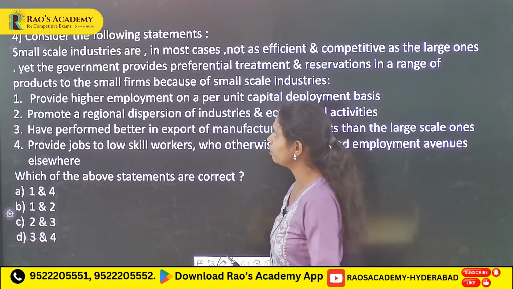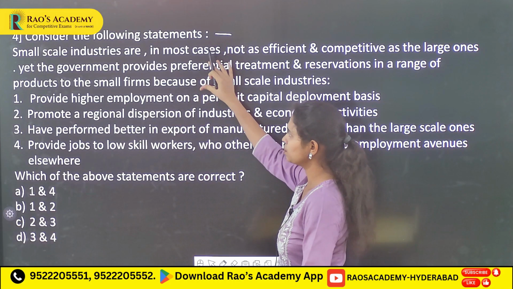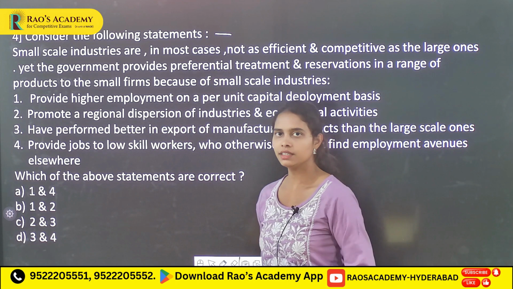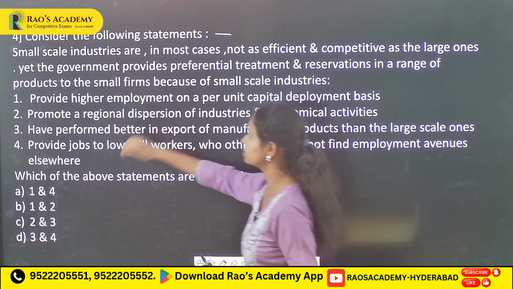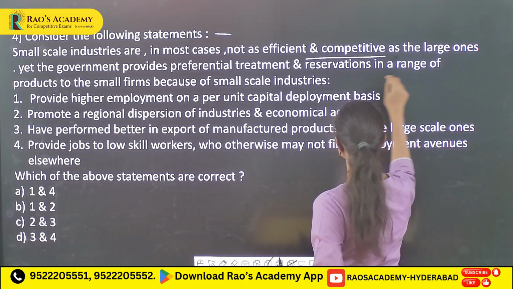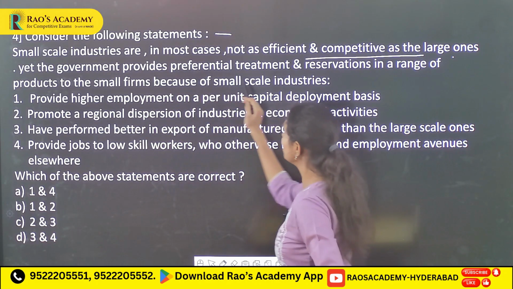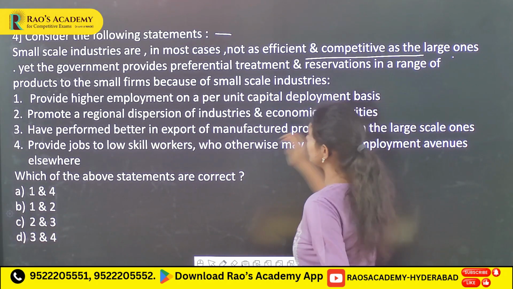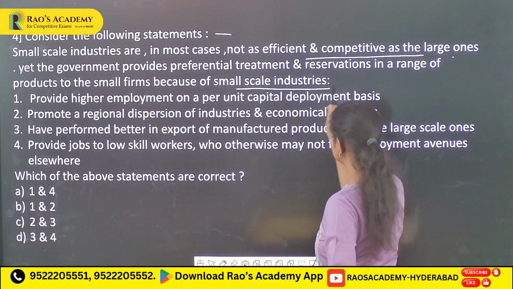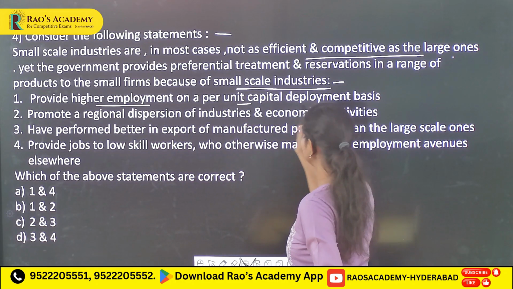Then followed by, consider the following statements. It has given a certain description and, regarding that description, certain statements. So let's read this description. Small scale industries are in most cases not as efficient and competitive as the large ones, yet the government provides preferential treatment and reservations in a range of products to the small firms because these small scale industries provide higher employment on a per unit capital deployment basis.